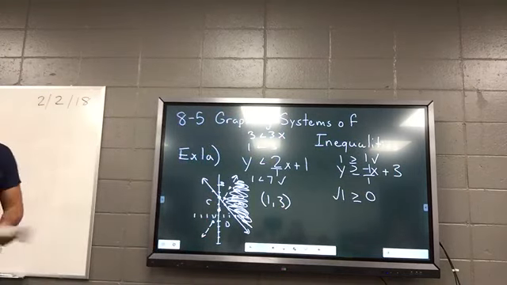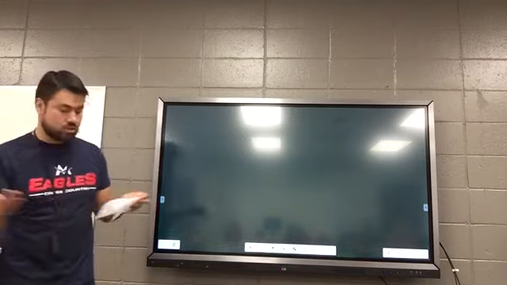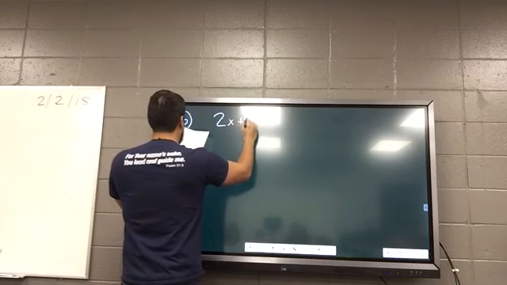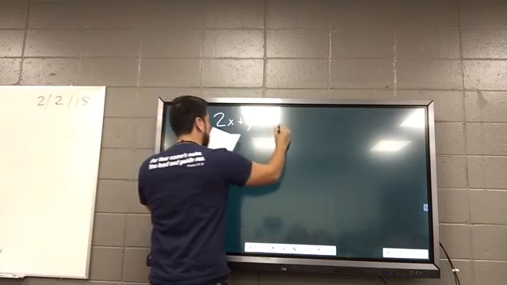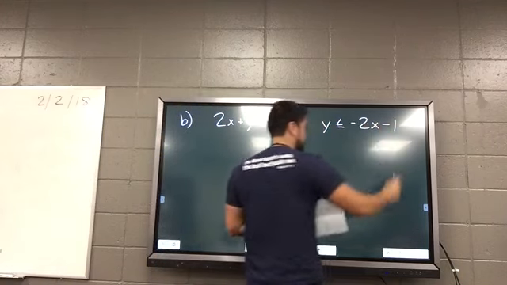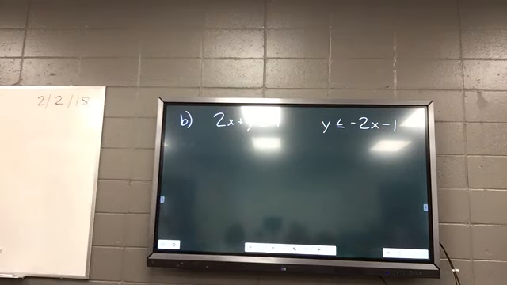Let's do another one on B. You just mentioned infinitely many. Do you guys remember that other weird solution you can get? No solution. So I have here 2x plus y is greater than or equal to 4, and then y is less than or equal to negative 2x minus 1. What's your first step on these problems? If you want to graph them, you must do this first. Slope-intercept form, which basically means solve for y.